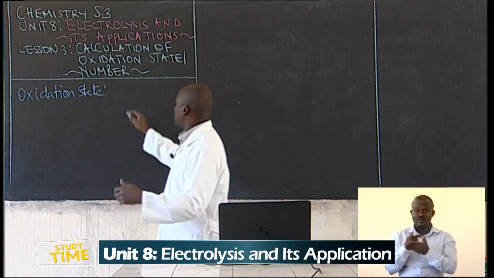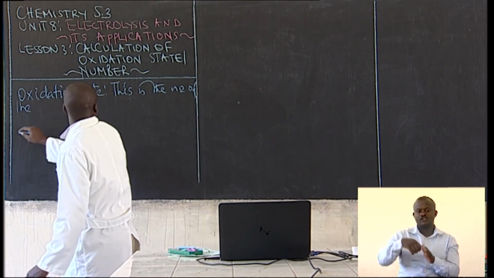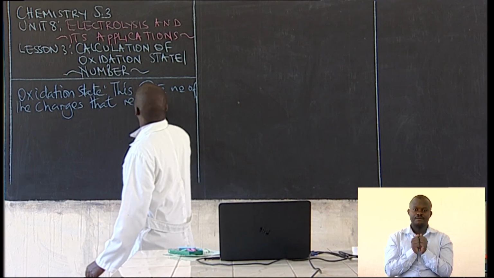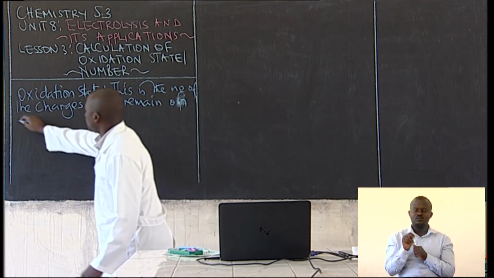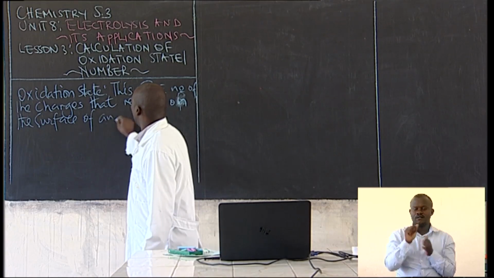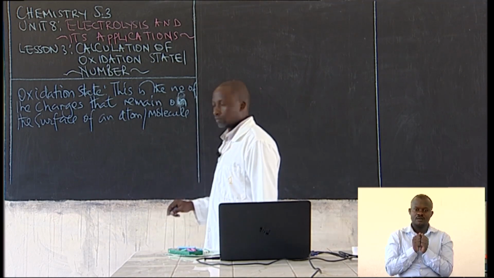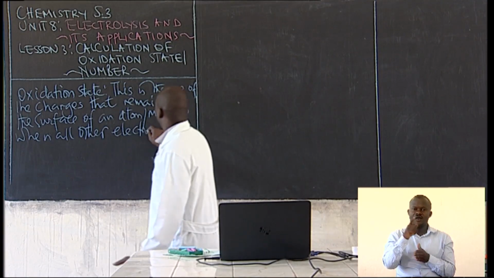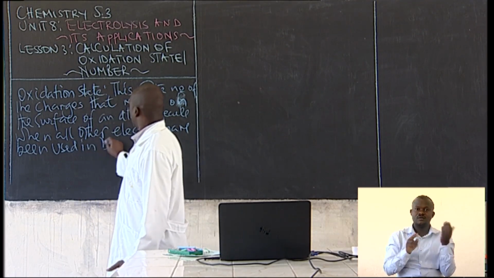So this is the number of the charges that remain on the surface of an atom or molecule when all other electrons have been used in bonding.